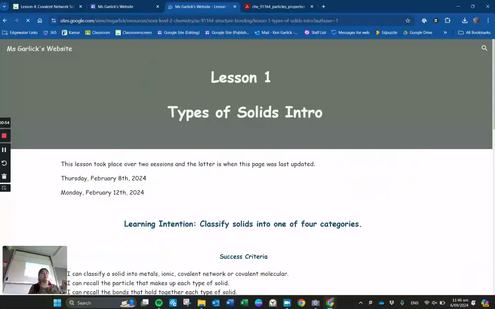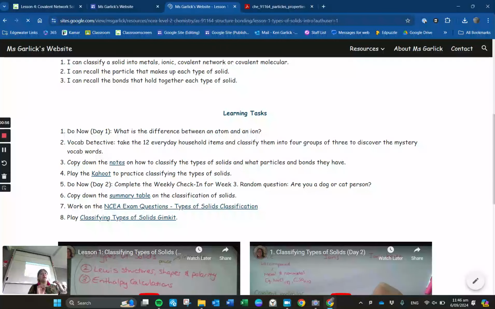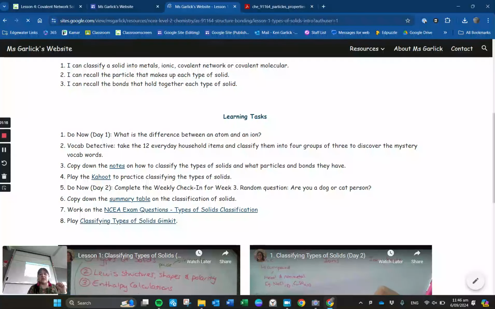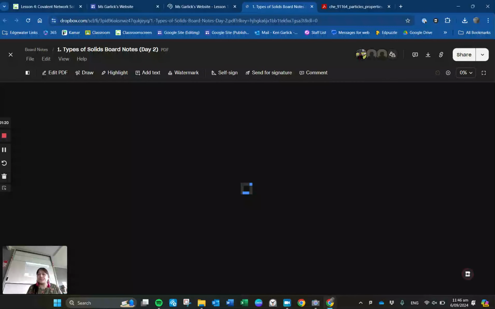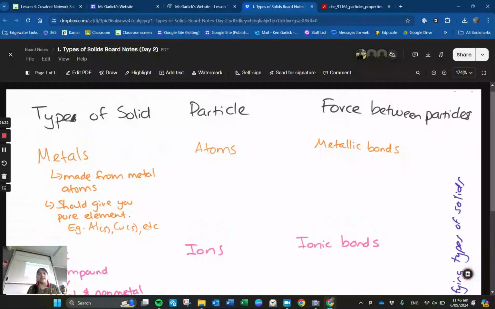When we talked about types of solids, there were four different types, and the first key for this question is being able to classify it correctly. If you misclassify, it's going to have a horrible snowball, and whatever you write as your justification is going to be marked incorrect, because everything you're saying is now not right for that type of solid. We had this little summary table to help us remember what was what, and we also had lots of Kahoots and I think a Gimkit.